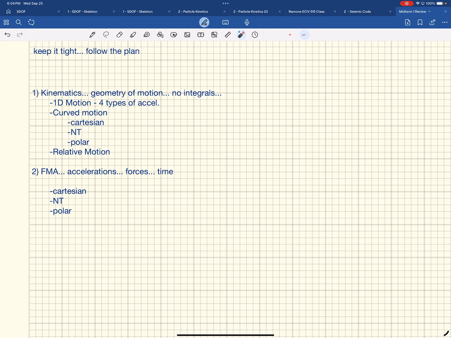When we did kinematics geometry, note that we covered 1D motion and 4 types of acceleration, just a review of what we did there. Then we did curved motion: Cartesian, normal, tangent, and polar coordinates. We also briefly talked about relative motion, which can be really important later on when we do 2D rigid body stuff, which isn't too far off, by the way. We don't have too many subjects left. Next we have impulse, momentum, and impacts. That's the next thing we're going to talk about, and right after that, we're jumping into 2D rigid body stuff where things get really interesting.